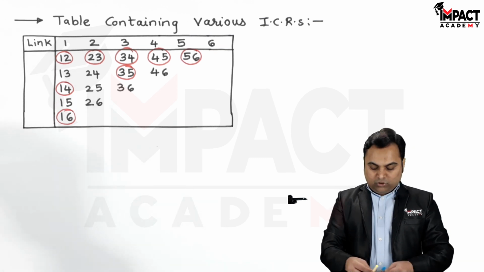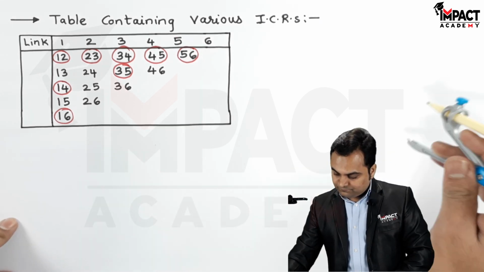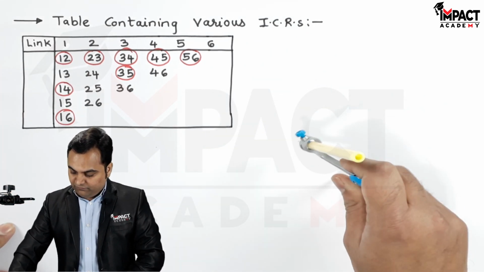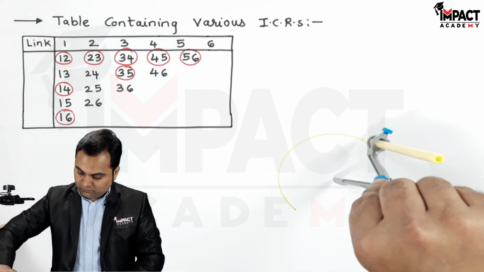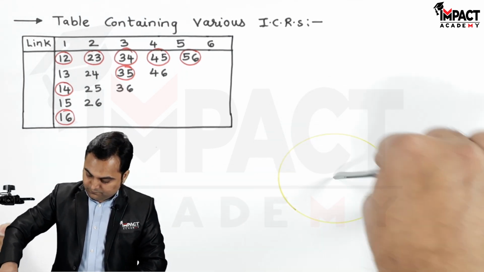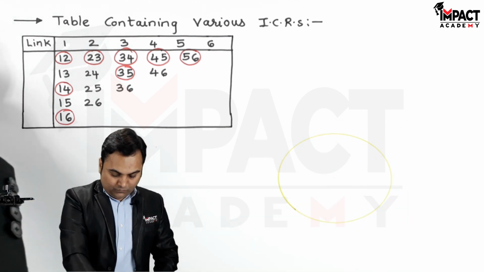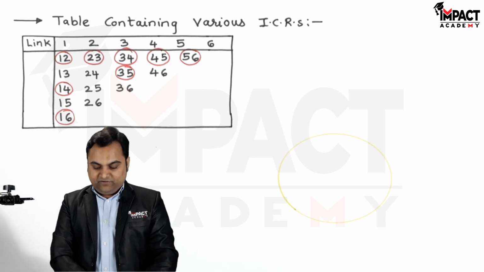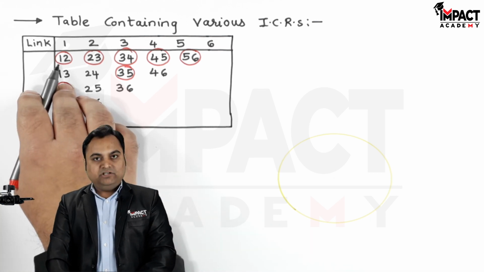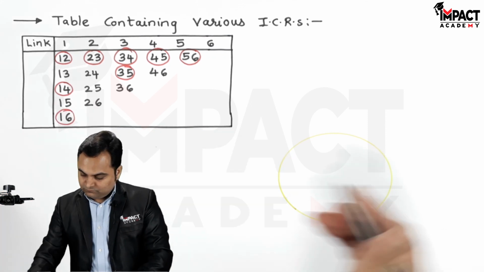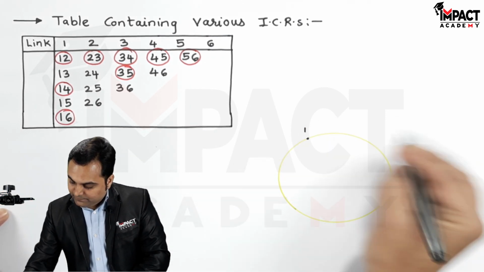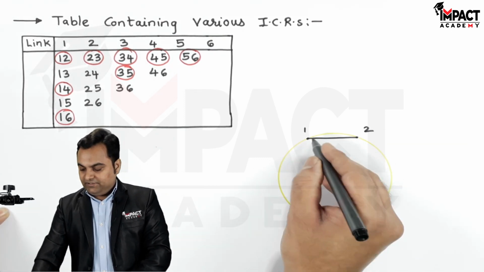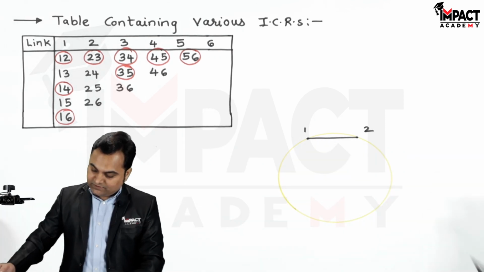For that we need to draw a circle. You can take any given radius, a proportionate one which we can easily see. Draw a light circle and then go on marking the number of links and the number of ICRs which we have got here, starting with I12 as we can see here. So here would be link 1, and this is indicating the ICR I12.